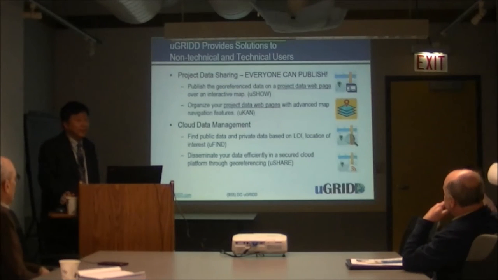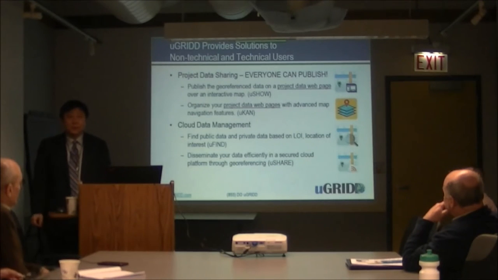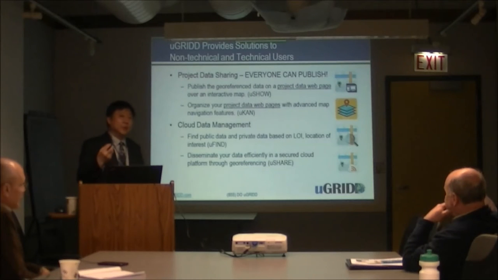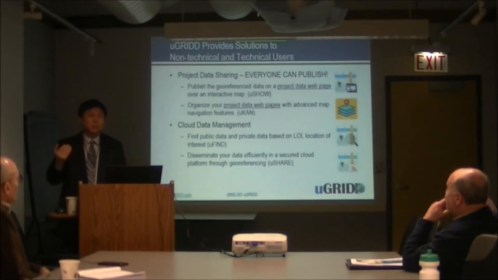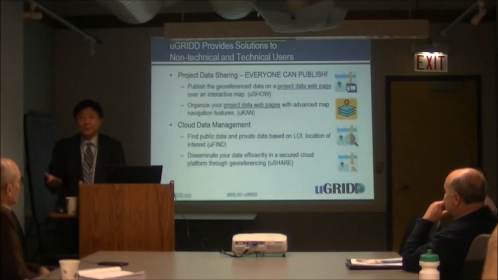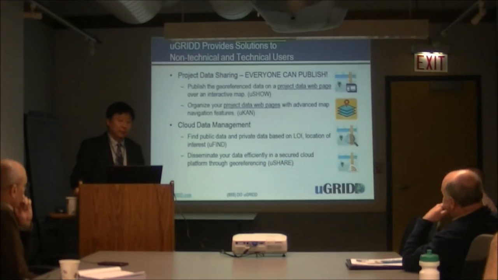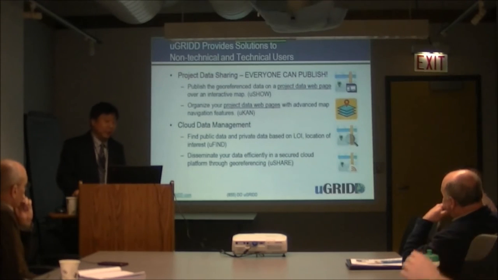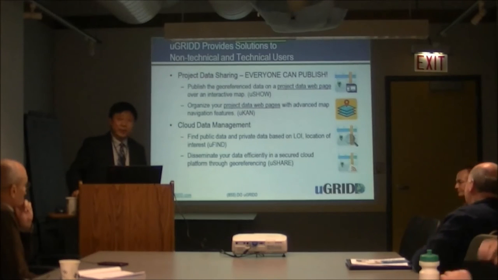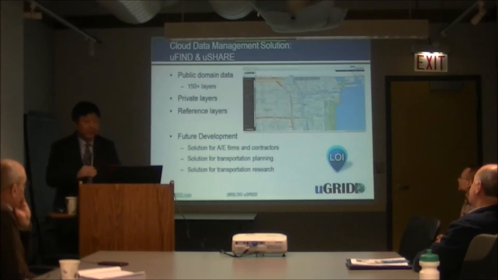On the cloud side, as I mentioned, searching data based on location of interest is definitely one of the key features in there. Because by searching data based on location, you can quickly filter down a few data sets nearby you so that you can make a quick determination on which data is useful for your next project. And for the existing data you share, you disseminate your data into the cloud with a controlled environment. So with all of that, let me go through a few quick demos.